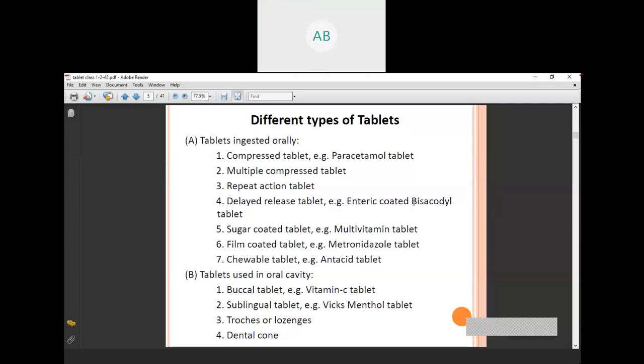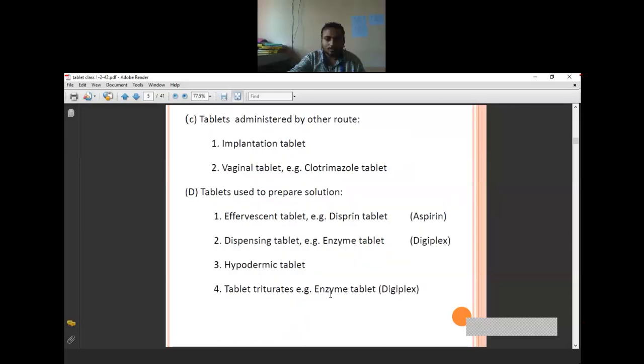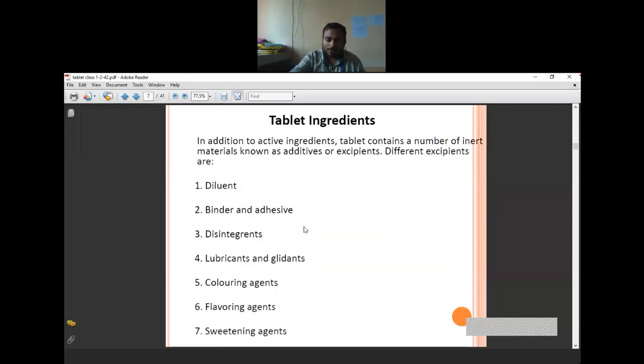Okay. So, what is the disadvantage of tablets? Sir, it is hard to administer tablets to unconscious patients. Then it is difficult to swallow in the case of children. Then bioavailability is lower than other dosage forms, like parenterals. Okay.